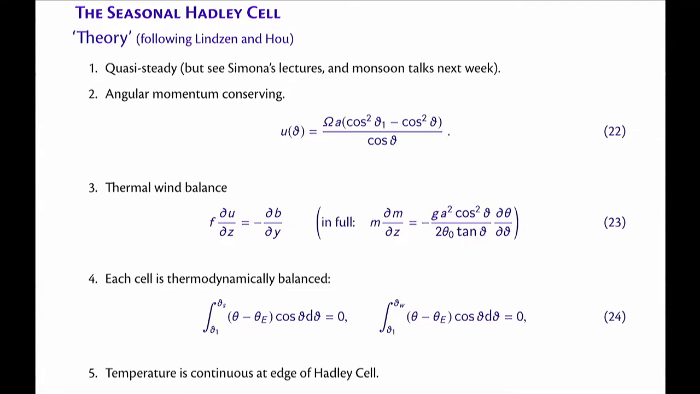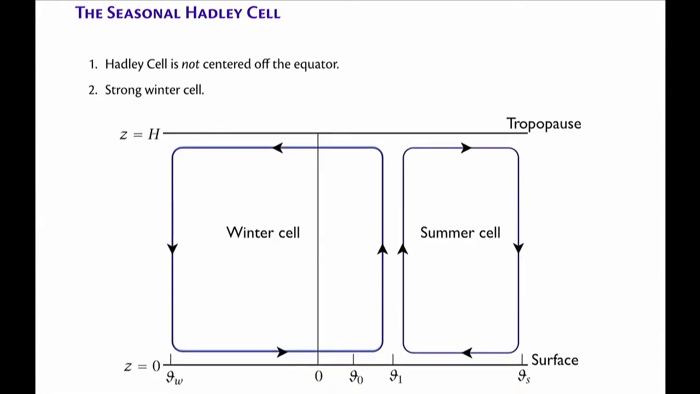Hou was a student actually at MIT in the late 70s, did a lot of this. And of course, I don't know whether Simone will talk about this or not, but part of it is that this, of course, is not a steady state. The seasons are going back and forth, and the back and forth, essentially the back and forth of the winter cell and the summer cell are the monsoons, in a sense.